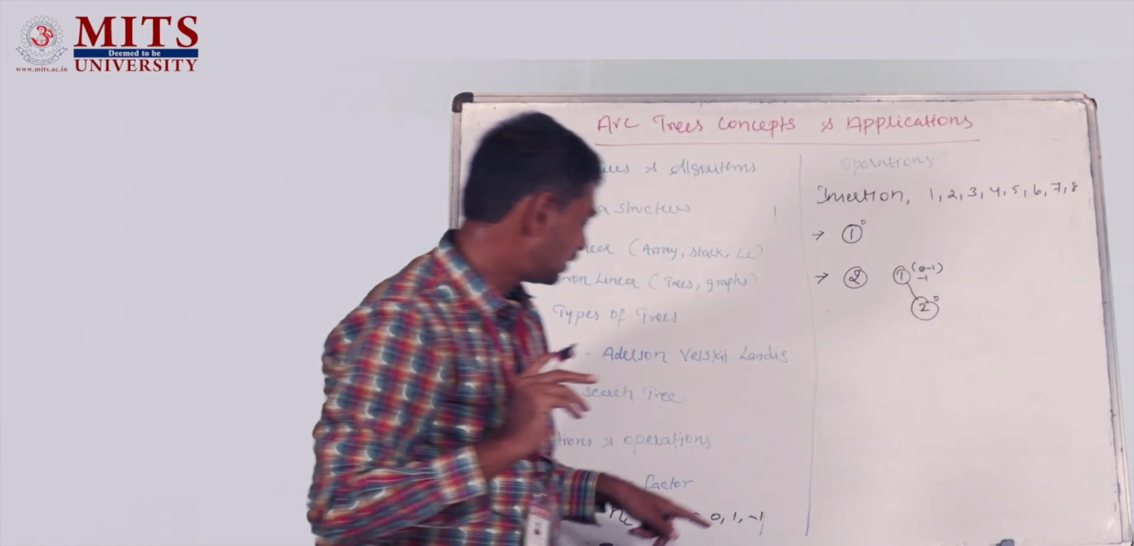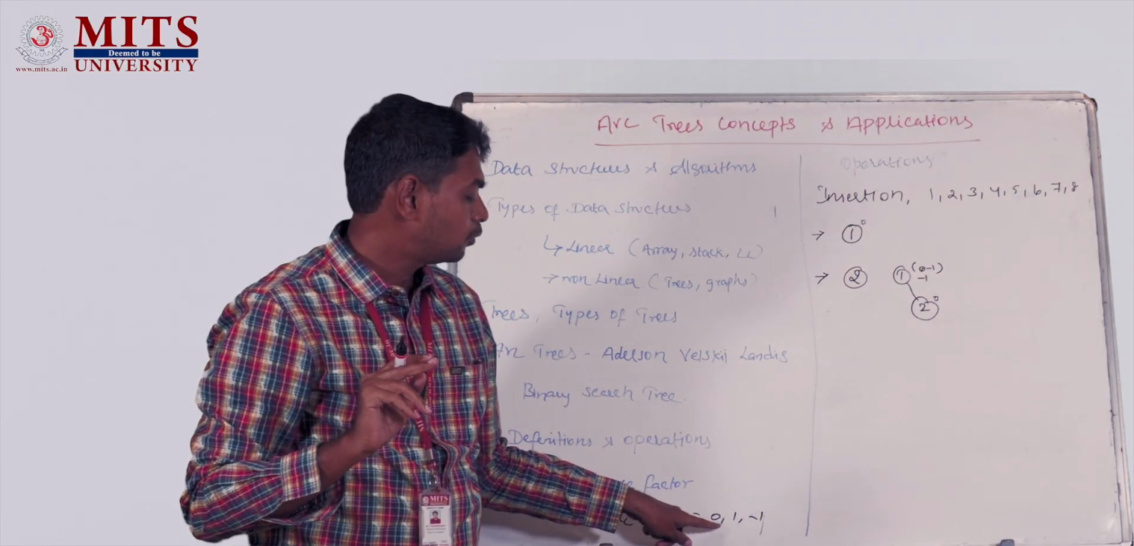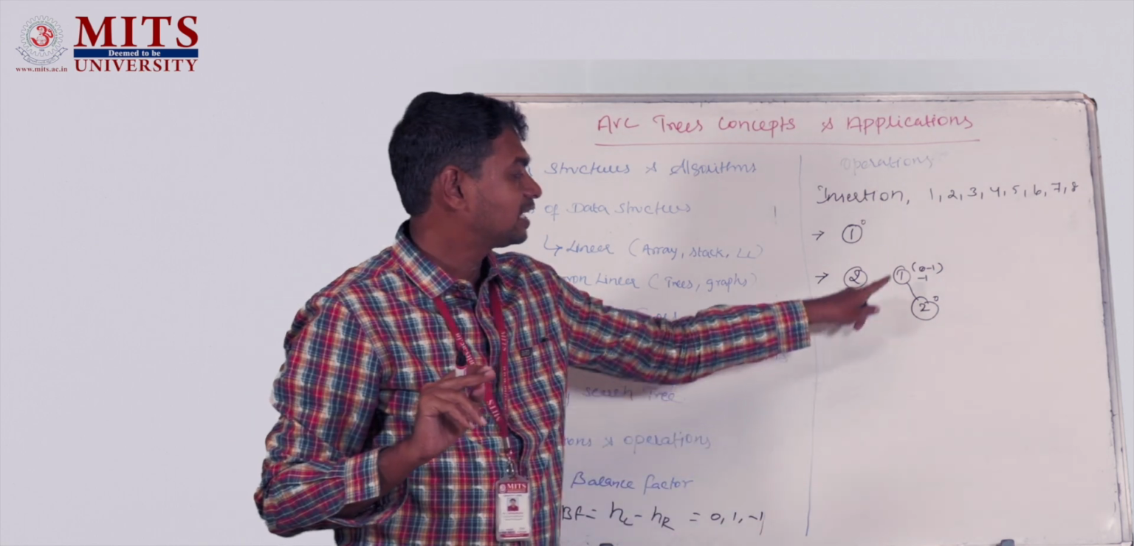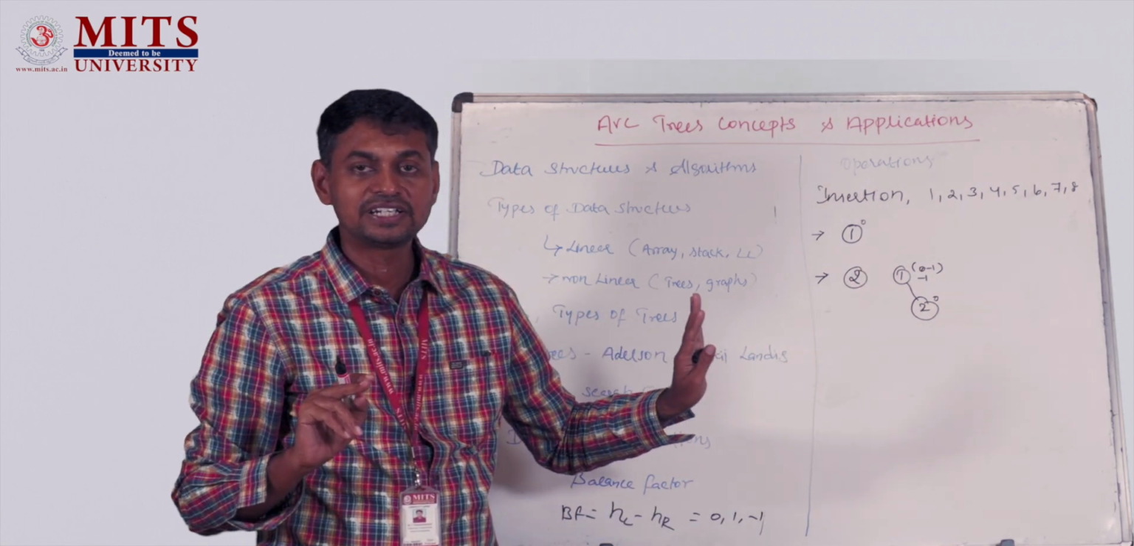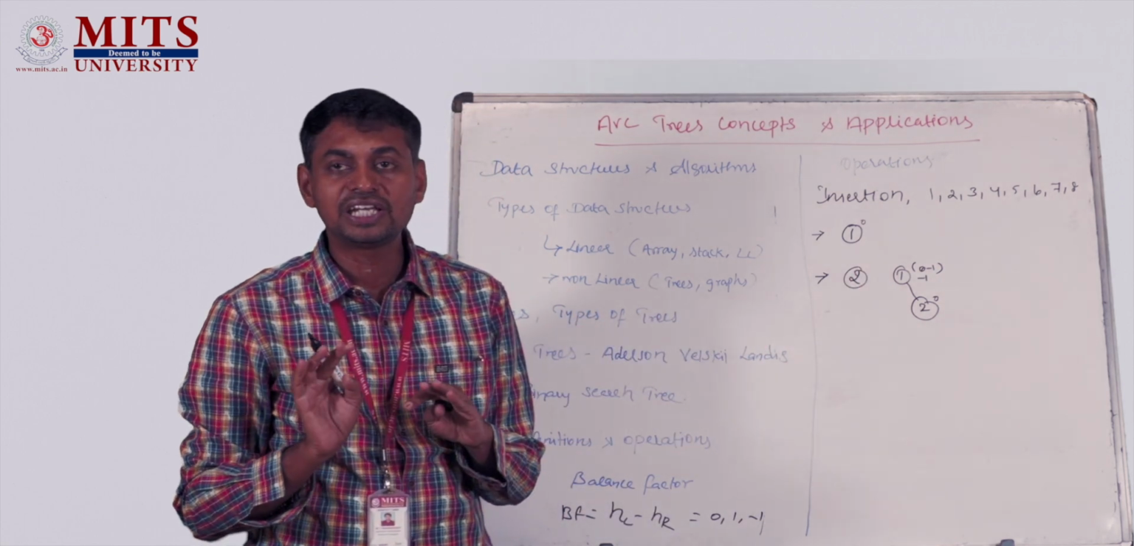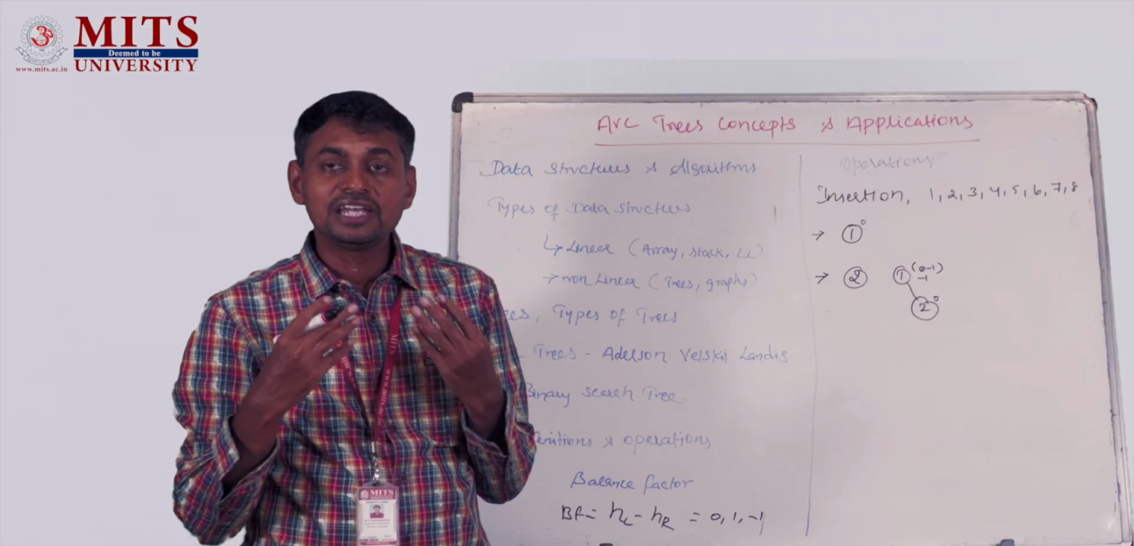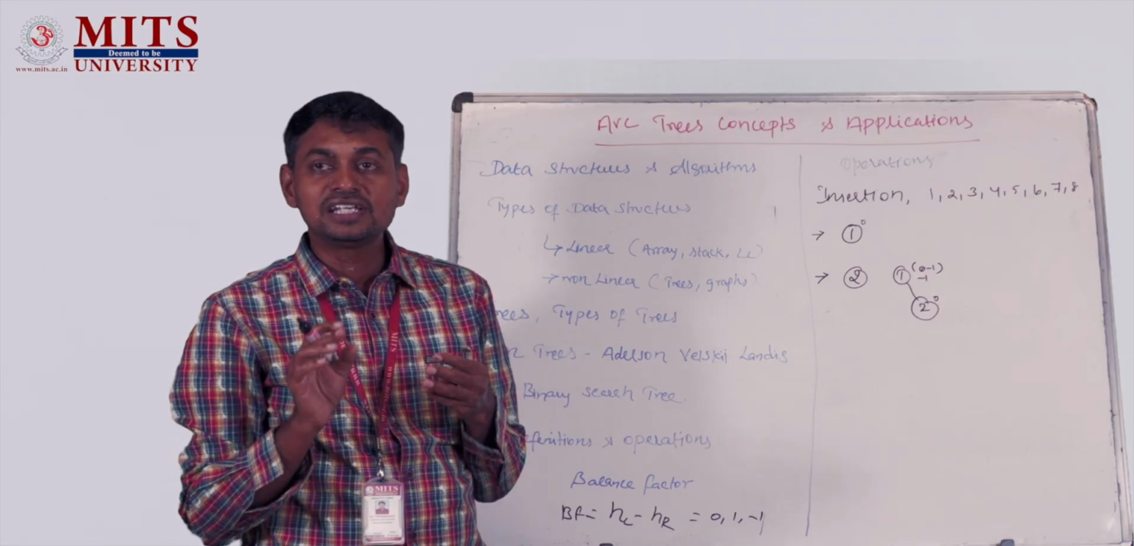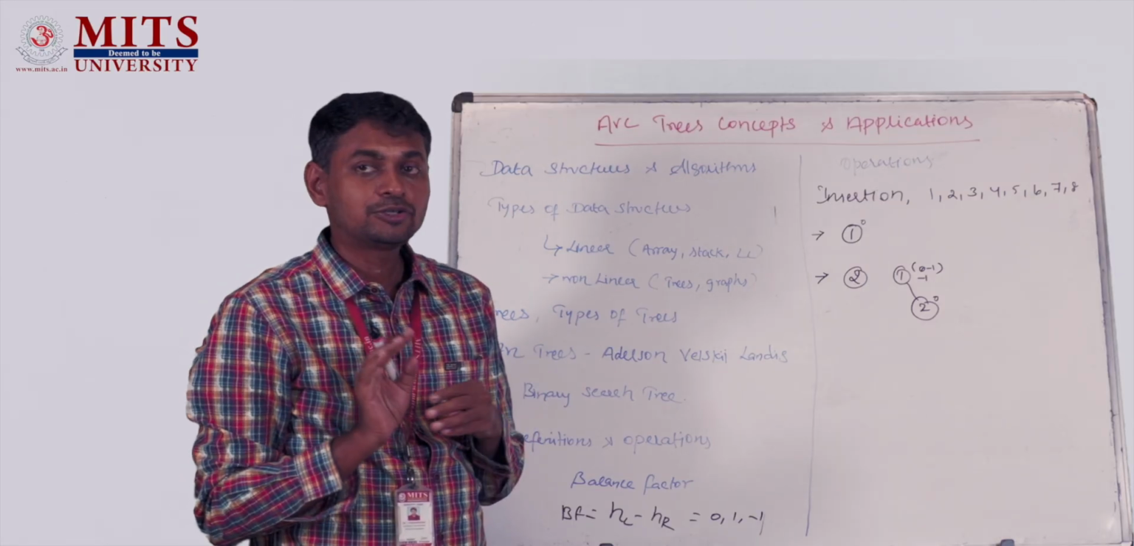So what I have said: if the value is 0, 1 or minus 1, then the condition is satisfied. We don't need to perform any rotation. When we get any values other than 0, 1 or minus 1, then only we have to perform the rotations.